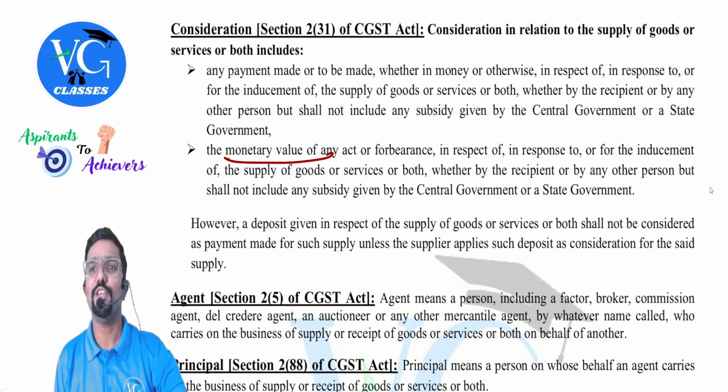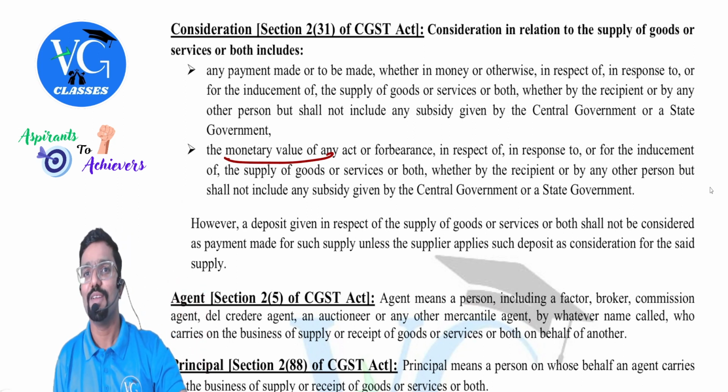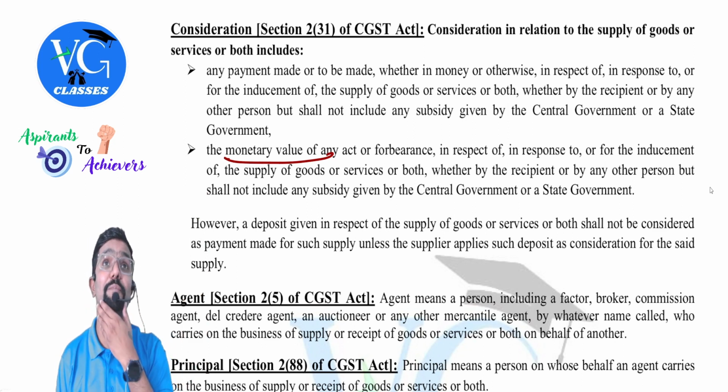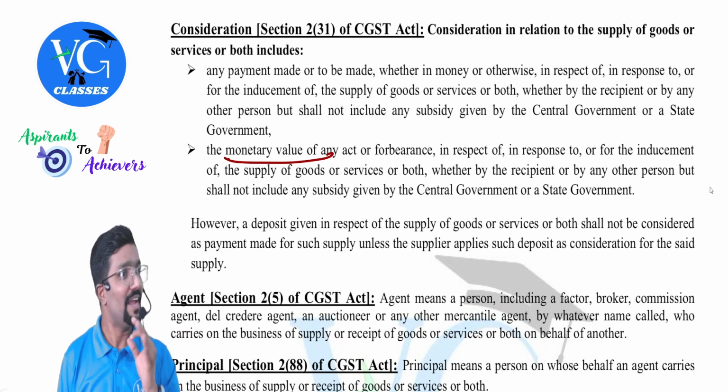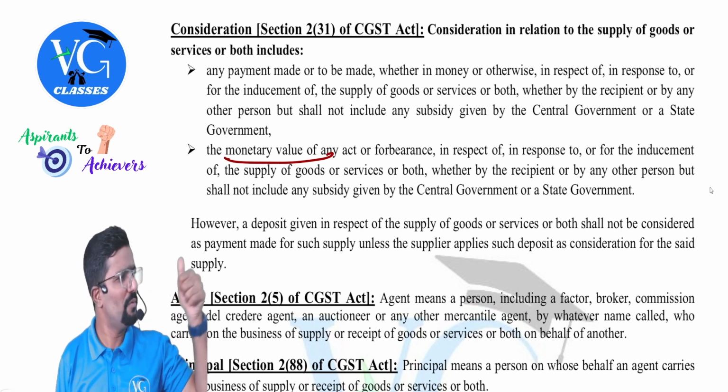Sir, is it a supply? Yes. I did something whose value, obviously, there is a value. In return, he also did something. Sir, both of us are liable to pay GST? Yes. Now don't ask me how will the department get to know this and all. As per law, we both have to pay GST. Correct? Yes. Hope you understood.